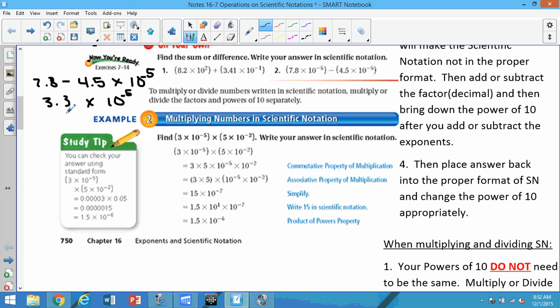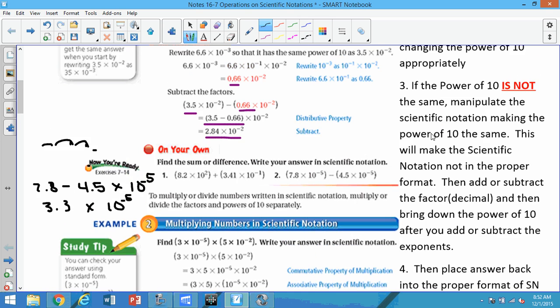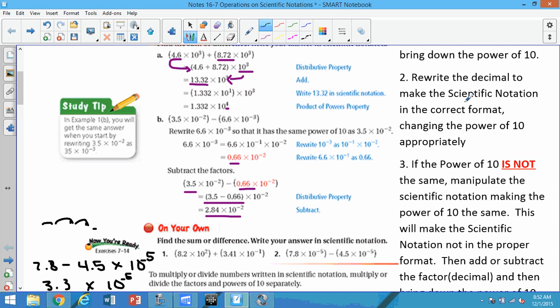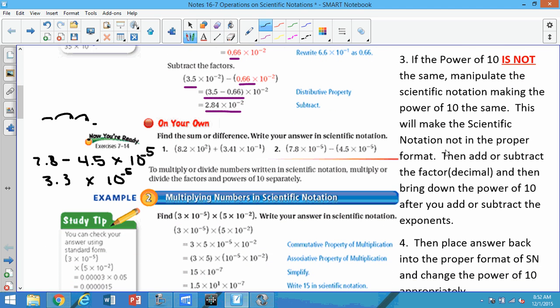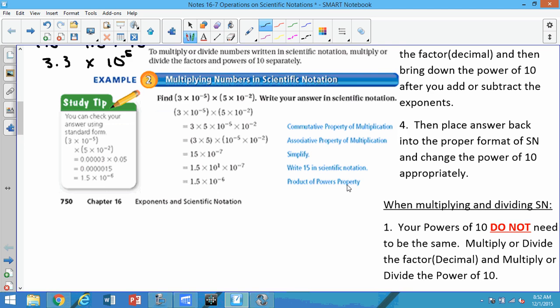That's addition and subtraction. Addition and subtraction, you need to, just like I have over here, and I should have followed my own rules, you need to rewrite the decimal to make them in the correct format of the power of 10. So make sure that you have the same power of 10 before you add or subtract your factors, because that's going to change your answer. Like in my example when I was doing it, and I was getting messed up with multiplication and division. Because in multiplication and division, you don't need to put it in the same power of 10.